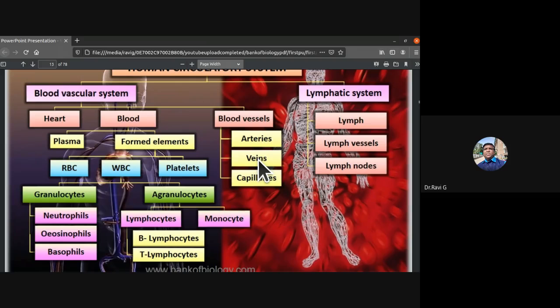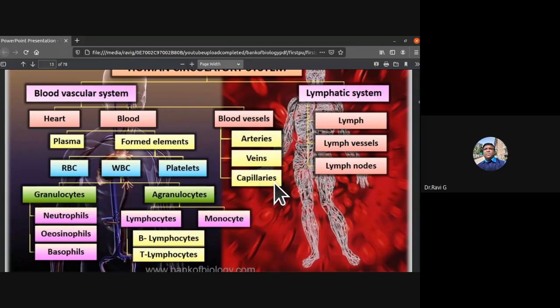The pulmonary vein is going to carry the purified, oxygenated blood from the lungs into the left auricle. Not the right auricle, it is the left auricle. So they are going to bring the oxygenated blood. The pulmonary vein is an exception. Except for the pulmonary vein, all the veins carry deoxygenated blood. Except for the pulmonary artery, all the arteries carry oxygenated blood.